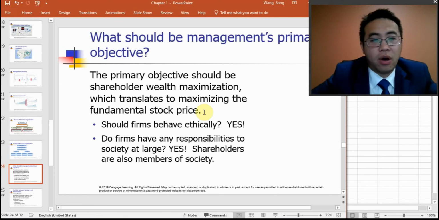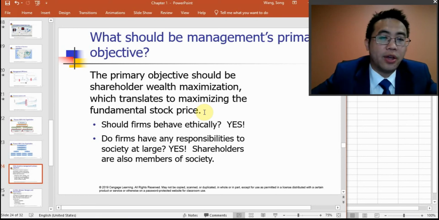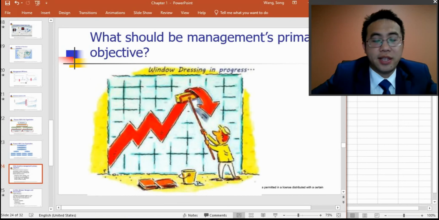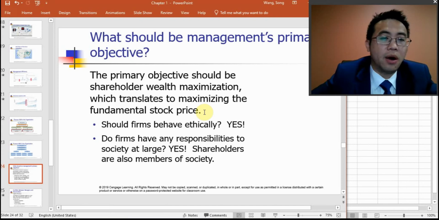As you know, for a corporation, shareholders' wealth is represented by their stock price, and it is the fundamental stock price, not the short run. If it is the short run, then that is subject to a lot of manipulation behaviors or even book cooking. So it has to be the long run fundamental stock price.